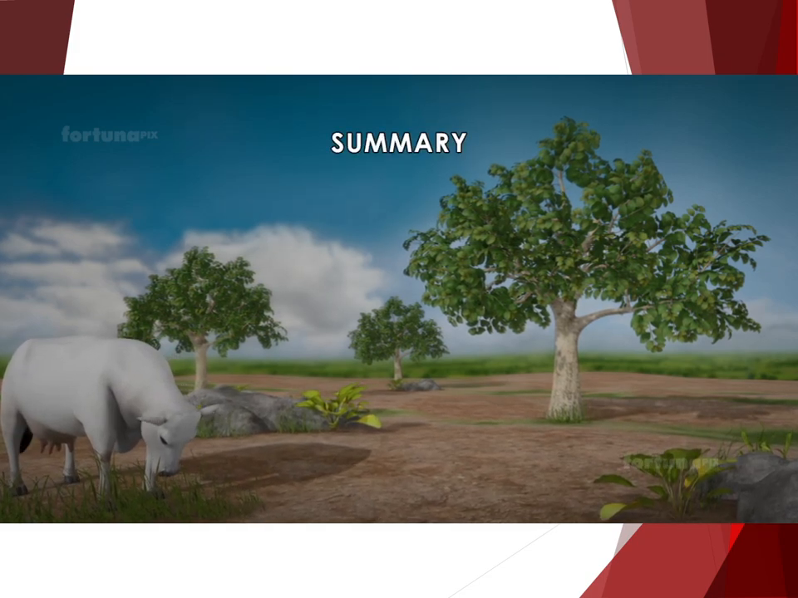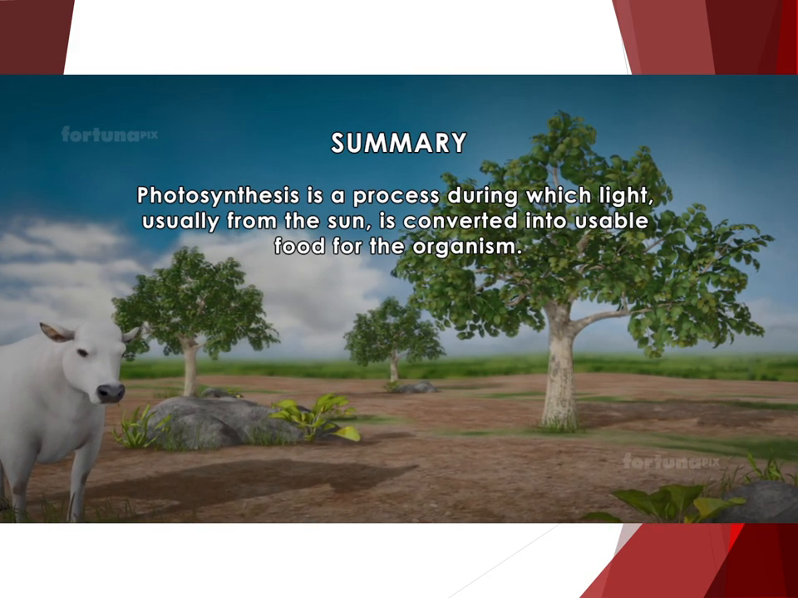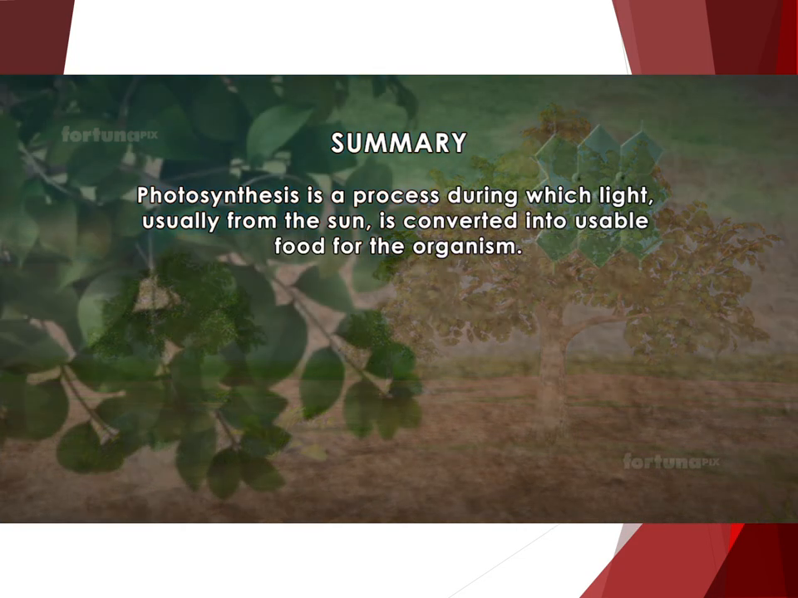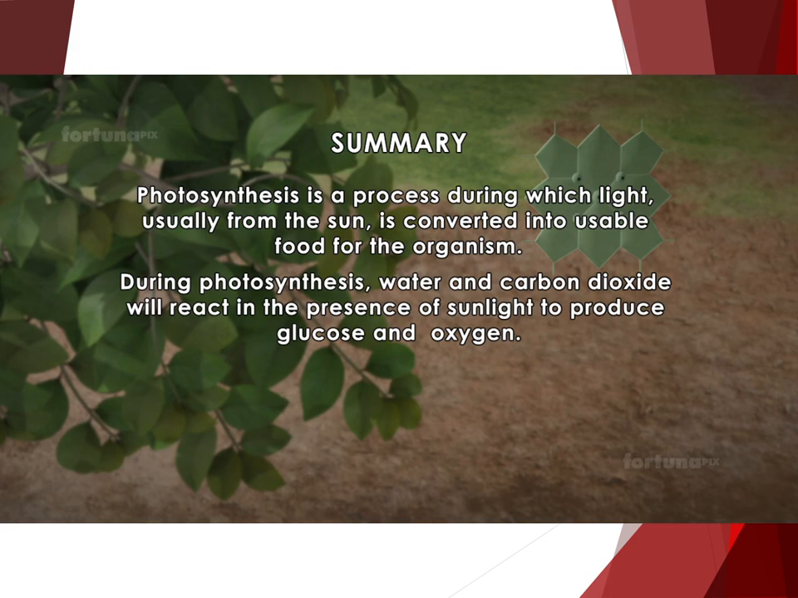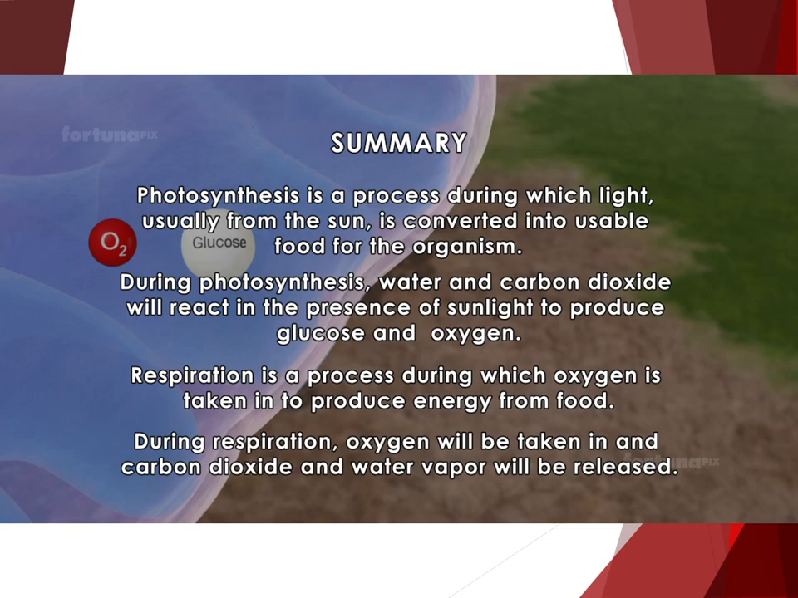Summary: photosynthesis is a process during which light, usually from the sun, is converted into usable food for the organism. During photosynthesis, water and carbon dioxide will react in the presence of sunlight to produce glucose and oxygen. Respiration is a process during which oxygen is taken in to produce energy from food. During respiration, oxygen will be taken in and carbon dioxide and water vapor will be released.